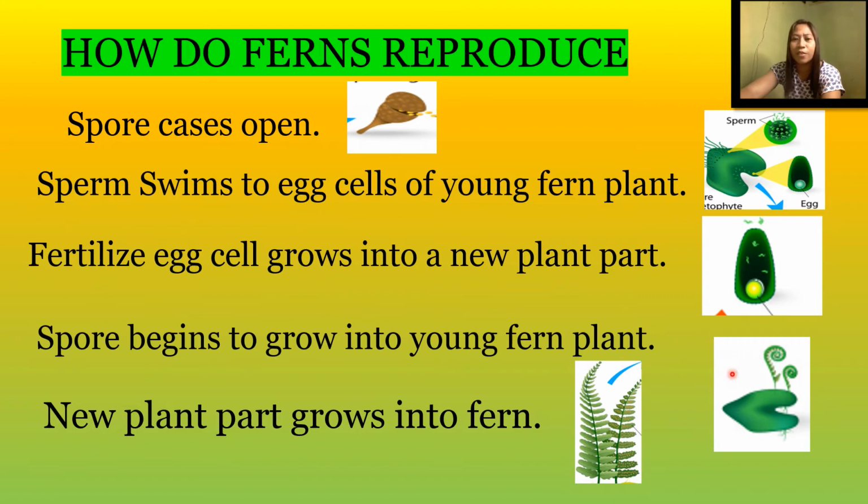The zygote in turn produces a new sporophyte or a new fern plant. And then this new fern plant grows into a mature fern or a mature sporophyte. Okay, did you get the correct answer? So we have this as the first step, second, third, fourth, and fifth step in the life cycle of the fern. Congratulations to those who got 5 and 4. Congratulations. And to those who got lower than 4, you can try again.